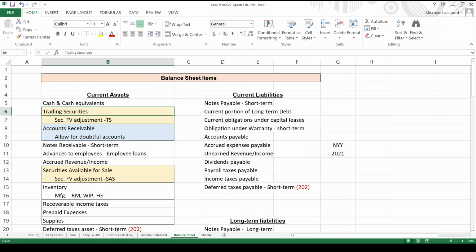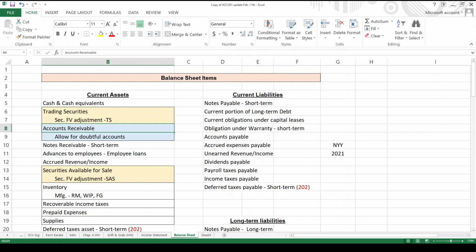So if you bought, let's say, stocks for $100,000, the account trading securities will show $100,000, will show the cost. If the market value has decreased to $85,000, then you'd have a credit balance in the securities fair value adjustment account for $15,000, the difference between the cost and the fair value. That's what that is. And obviously you can convert these to cash probably within 24 hours.